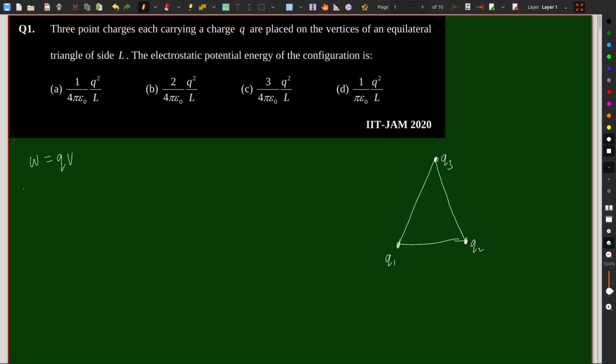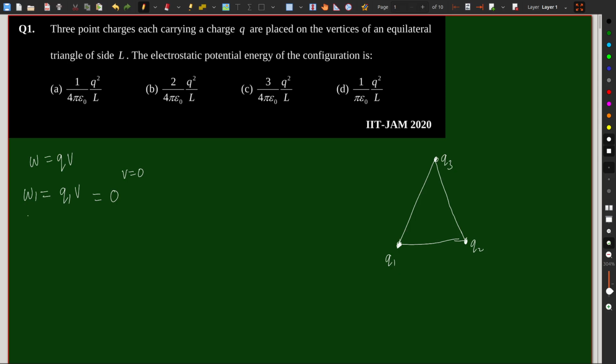For assembling, first we place the Q1 charge at this place. There is no potential present for Q1. So for W1, for placing Q1, we have Q1 and V is 0, because there is already no potential. So W1 will be 0.